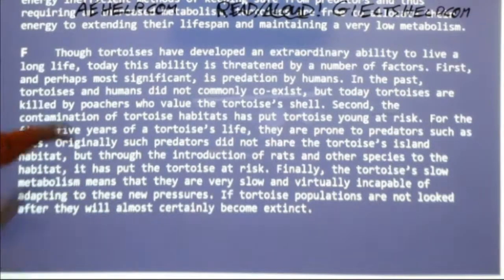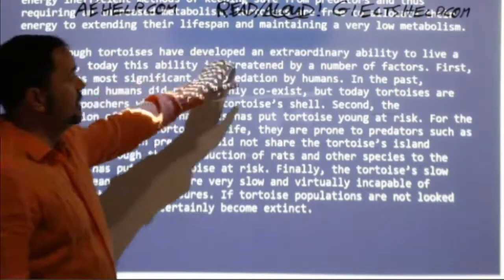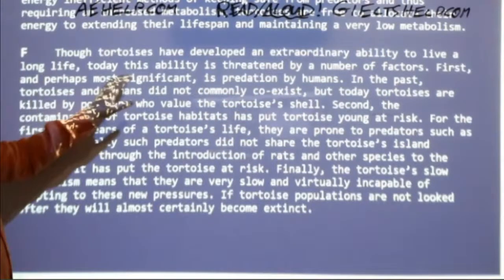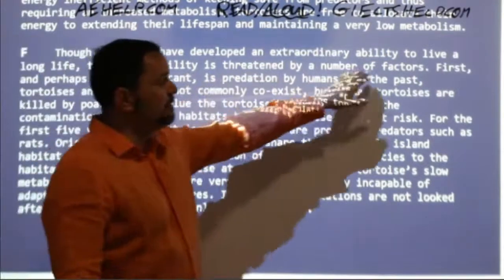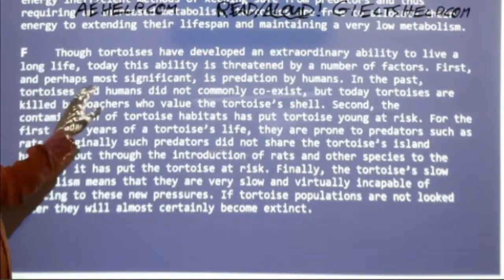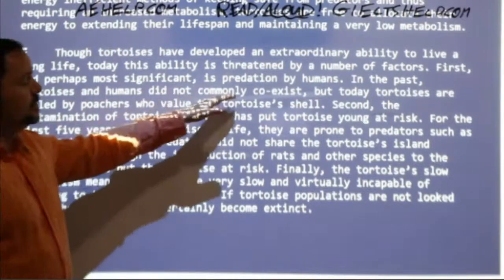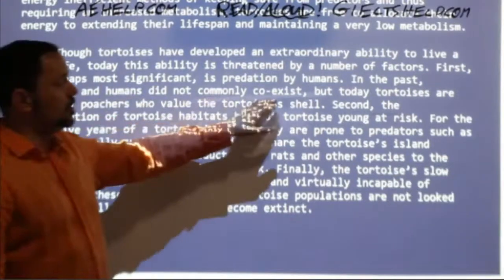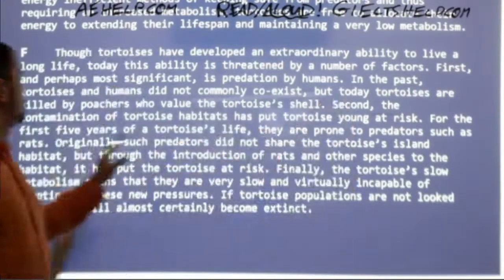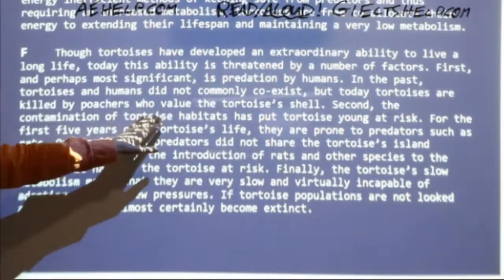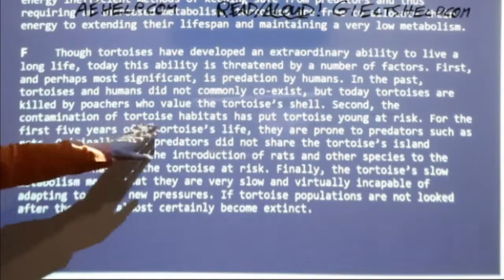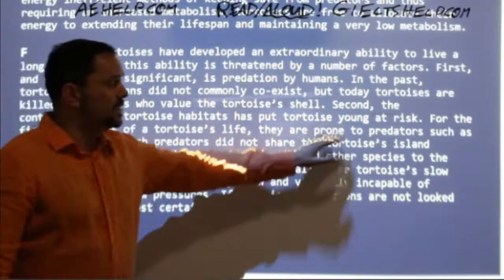Here we go. Though tortoises have developed an extraordinary ability to live a long life, today this ability is threatened by a number of factors. First and perhaps most significant is predation by humans. In the past, tortoises and humans did not commonly coexist, but today, tortoises are killed by poachers who value the tortoise's shell. Second, the contamination of tortoise habitats has put tortoise young at risk.